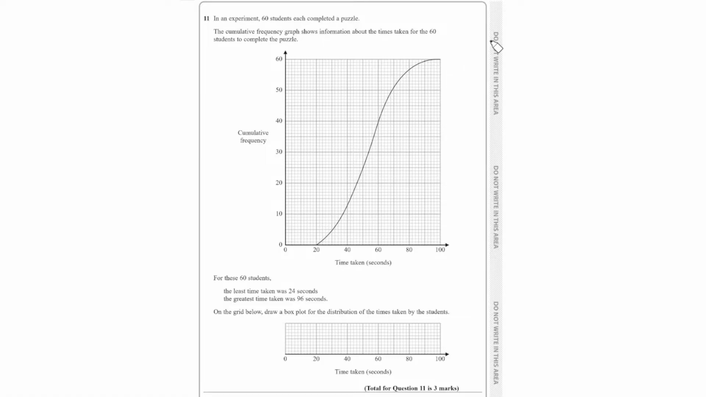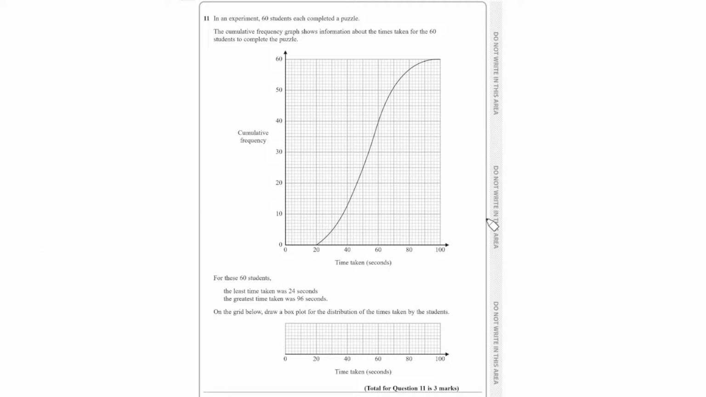Okay, so we've got here cumulative frequency. Actually, this is interesting because you didn't get cumulative frequency in paper 1, so I feel like there's a very good chance it will still come up at some point. So we've got, in an experiment, 60 students each completed a puzzle. The cumulative frequency graph shows information about the times taken for the 60 students to complete the puzzle. So for these 60 students, you can see they've given you the least time and the greatest time. And then on the grid below, obviously draw a box plot.